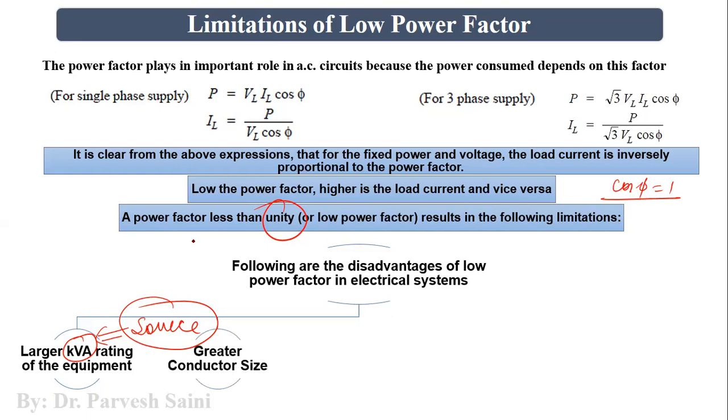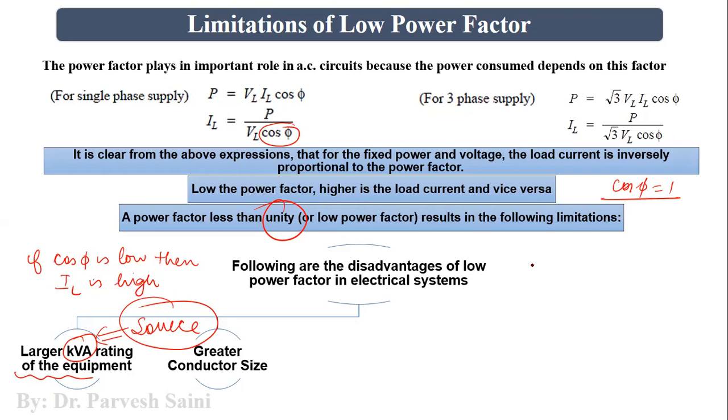Then the second disadvantage of having low power factor is that the size of the conductor will increase. Now why is it so? What is the reason? Let us understand that. As we are saying, if cos phi is low, then IL is high. It is as simple as that.